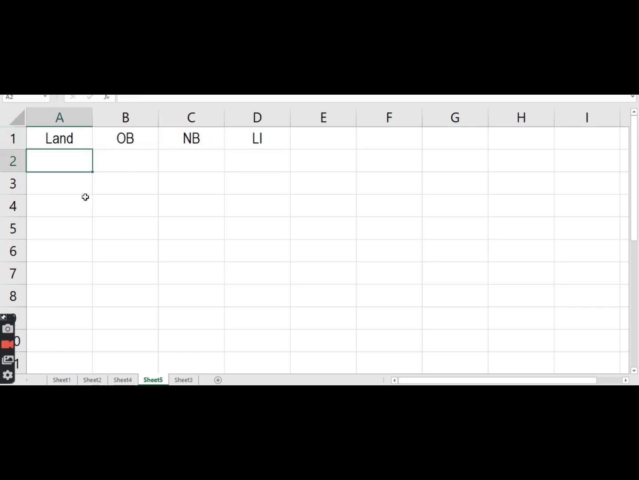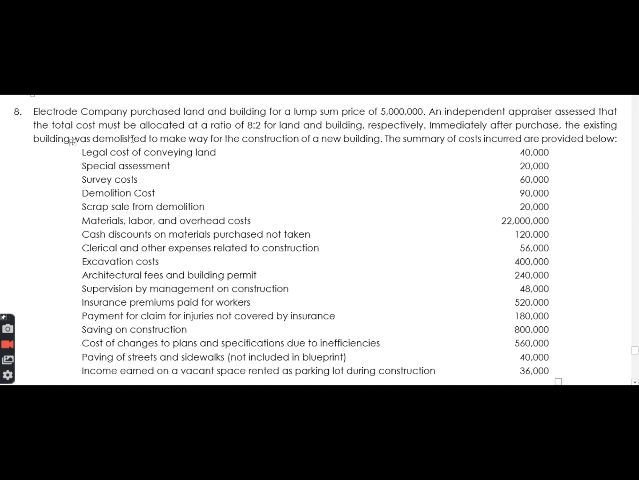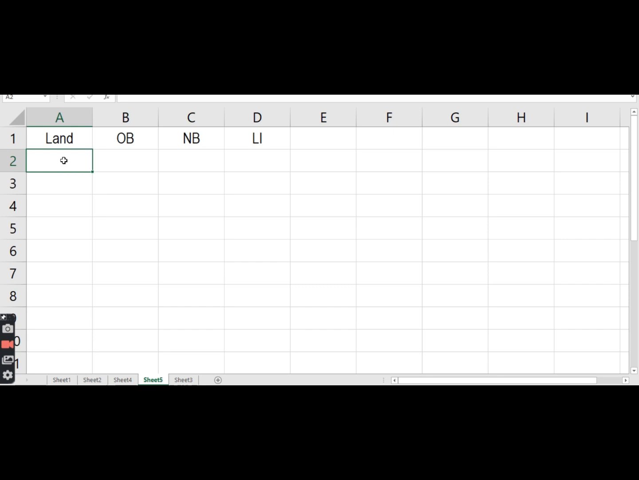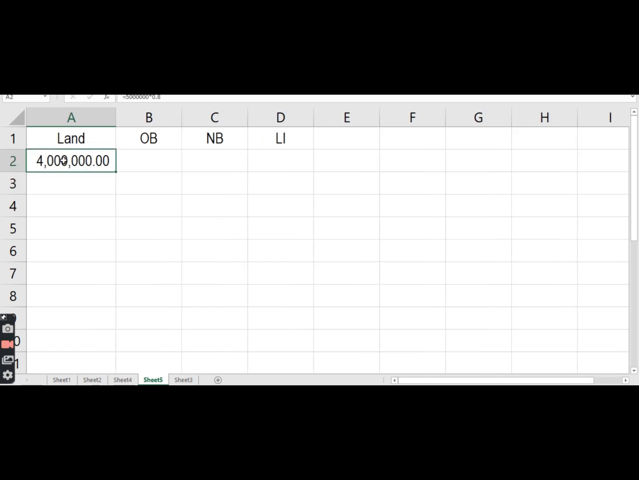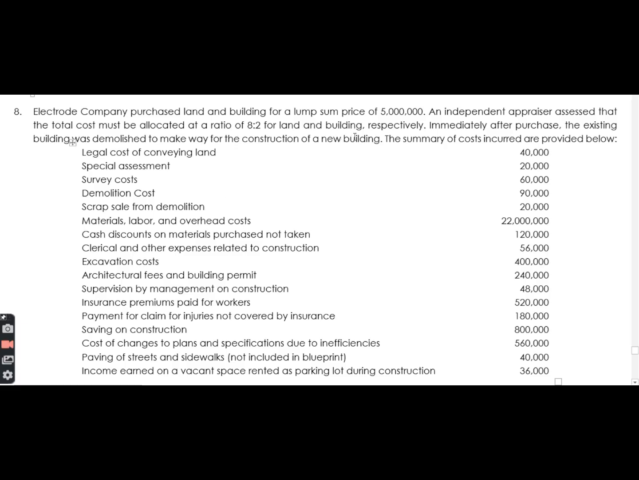Okay, sige. So isa-isahin natin. Sabi, Electrode Company purchased land and building for a lump sum price of 5 million. An independent appraiser assessed that the total cost must be allocated at a ratio of 8:2 for the land and building respectively. Okay, so ang gagawin natin muna, i-allocate natin itong 5 million, 8:2. So yung land, that's going to be 5 million times 0.8. Tapos yung old building, 1 million na lang.